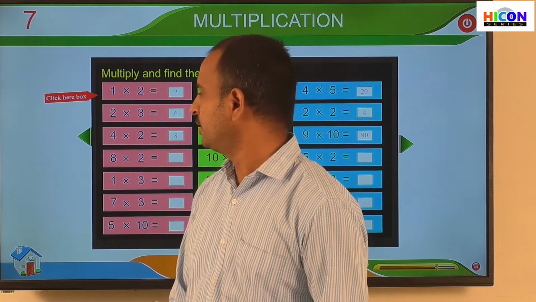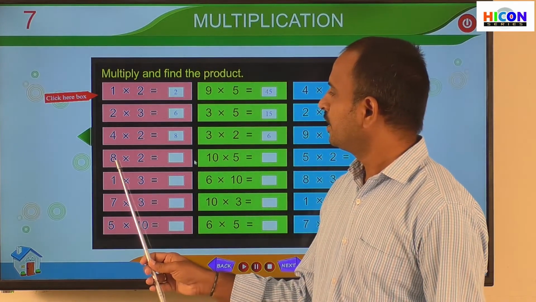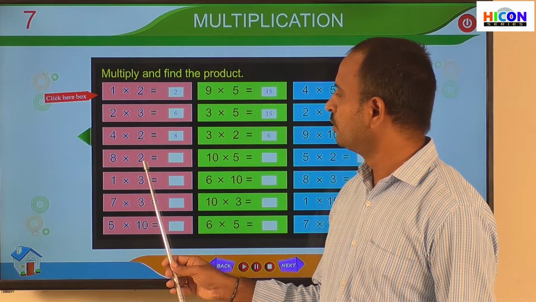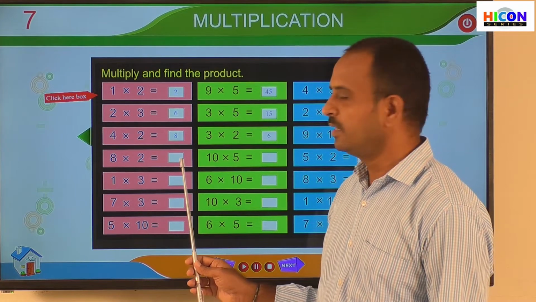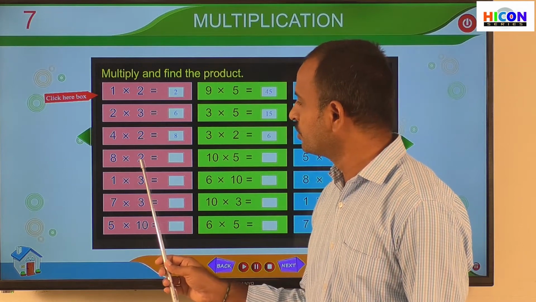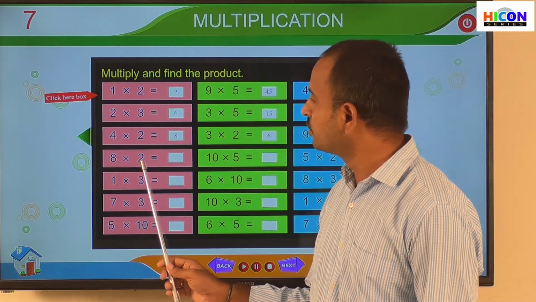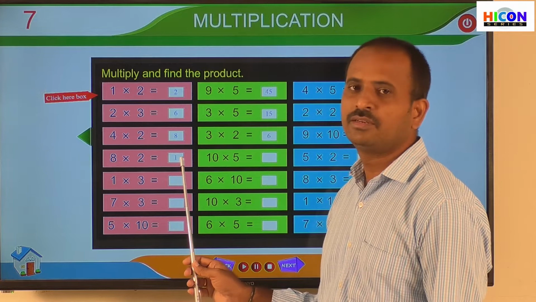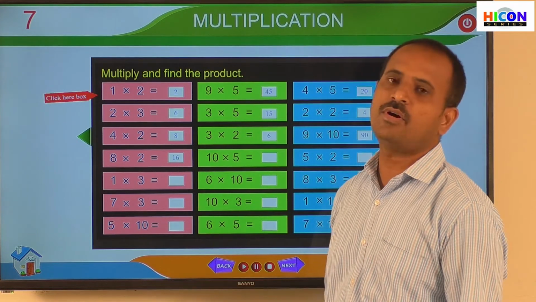So children, see the next one. So that is 8 into 2 is equal to dash. It is also the second table. So 8 2s are how much? 8 2s are 16. So write 16 in the box.